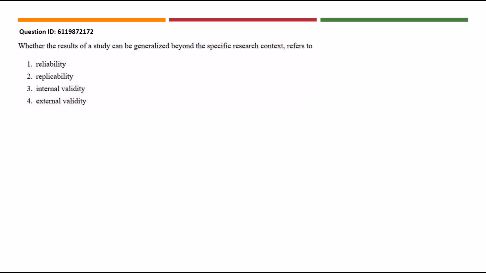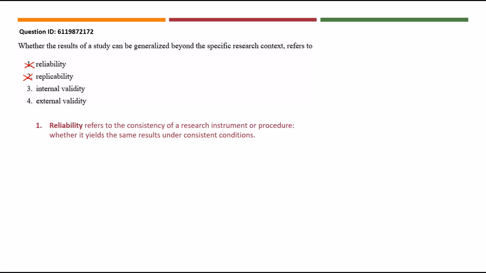Reliable means you are relying on something. Replicability means duplication of something. When they say generalizing beyond a specific context, that doesn't go with replicability and that doesn't go with reliability. It should either be internal validity or external validity. This is on plain terms. Now we will get into the learning.